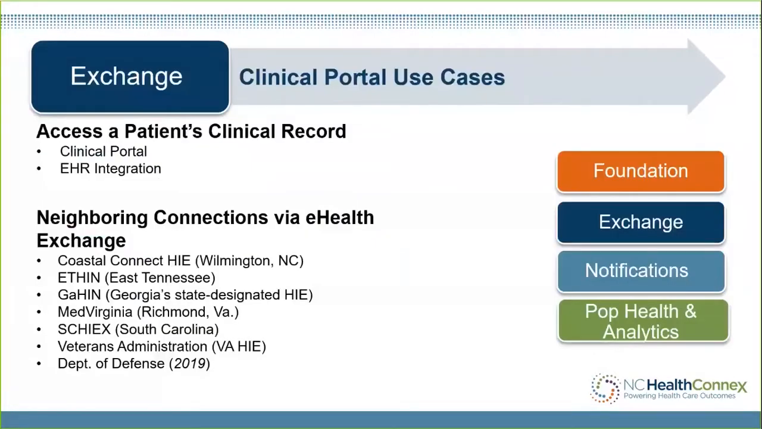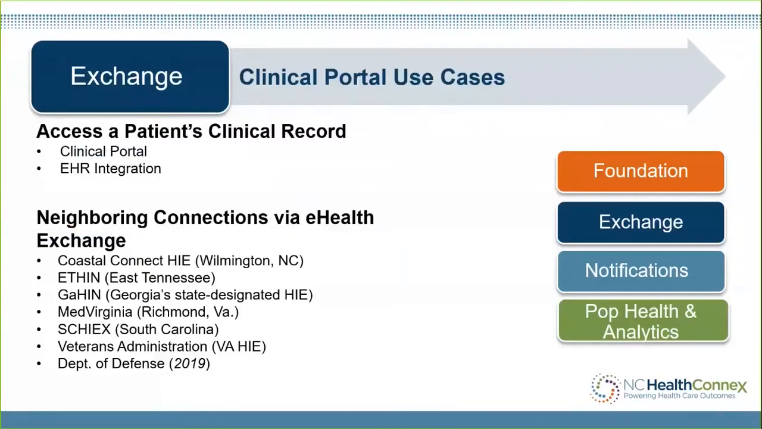All right, so there are two different ways to see clinical information in the portal. One's going to be through the web-based portal where you can just initially log on or type in a web address into your internet browser, and the other is going to be through your electronic health record if your EHR has the capability for NC Health Connex to sit inside.